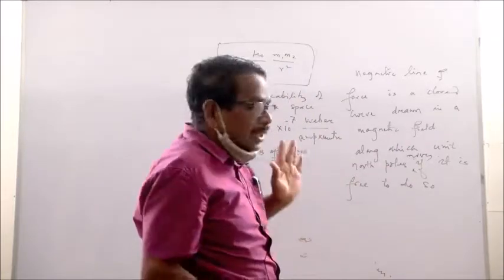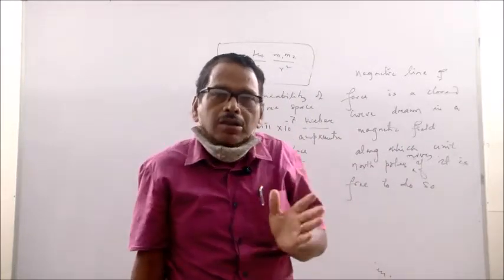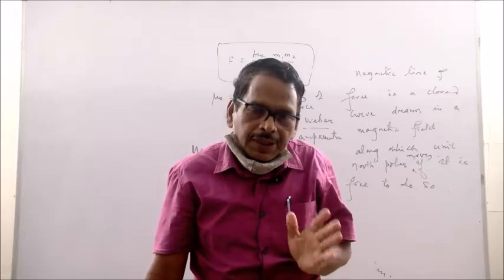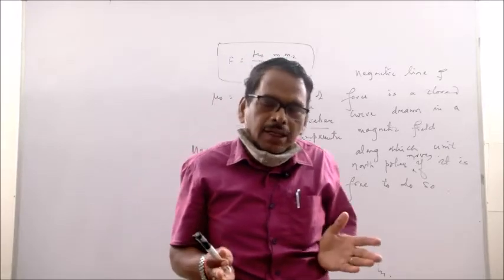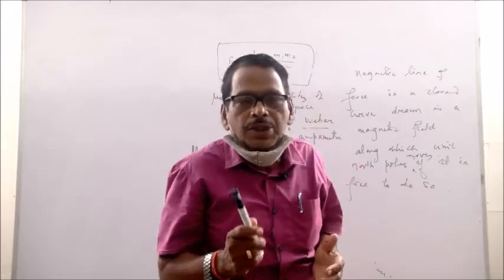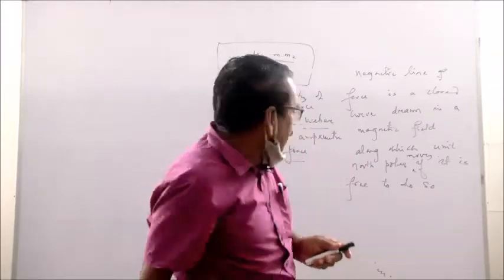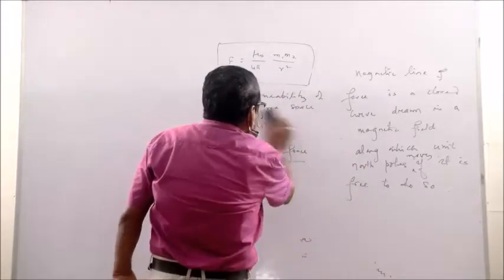So, this is a very simple way of speaking of the path of a unit north pole. A very simple way you can say what a magnetic line of force is: it is the path of a unit north pole in a magnetic field. Very simple. So, what are the properties of magnetic lines of force?